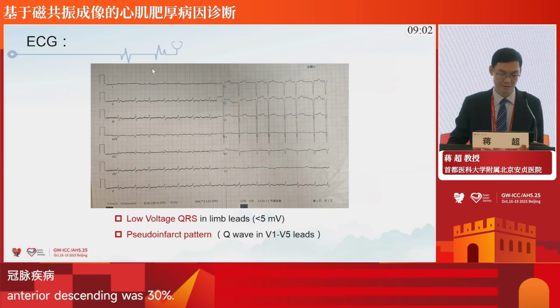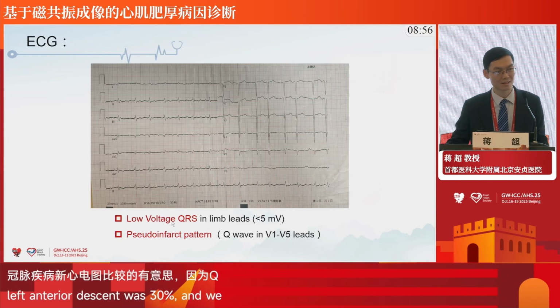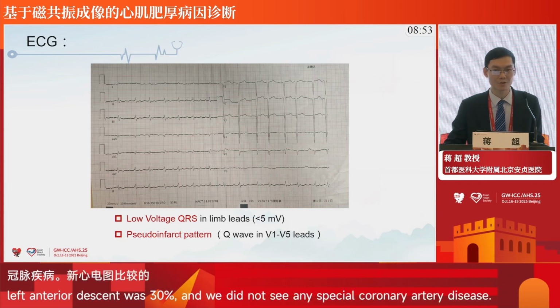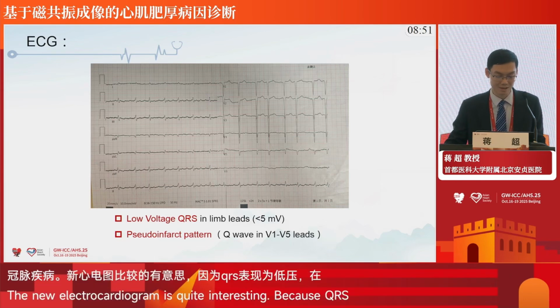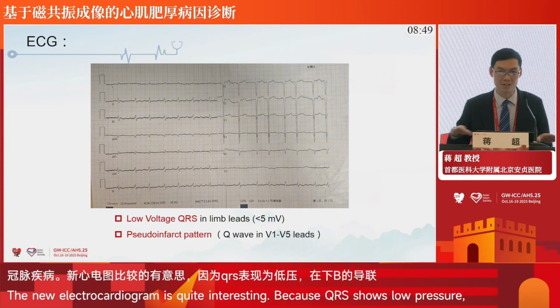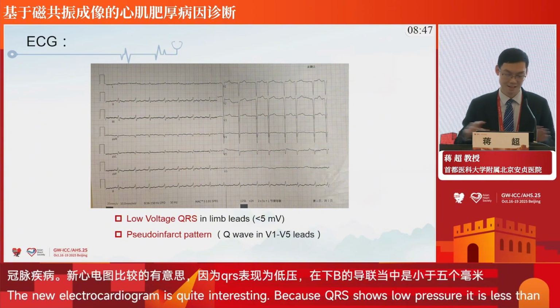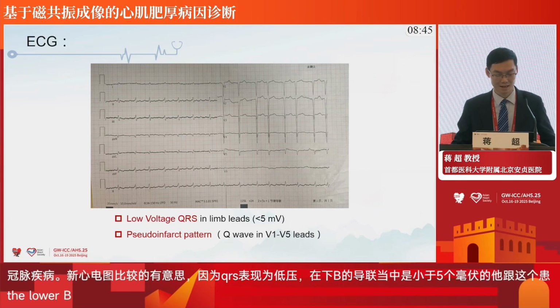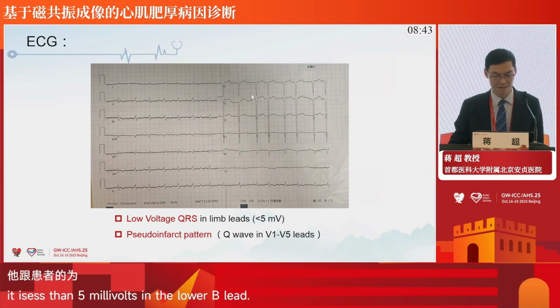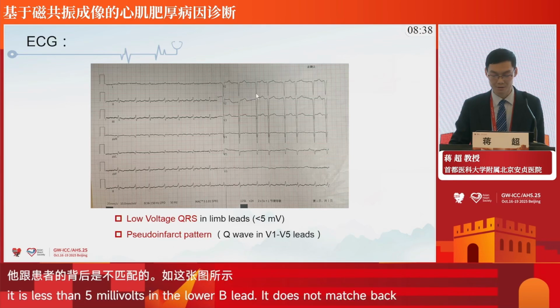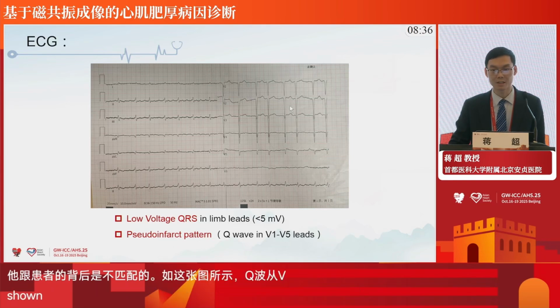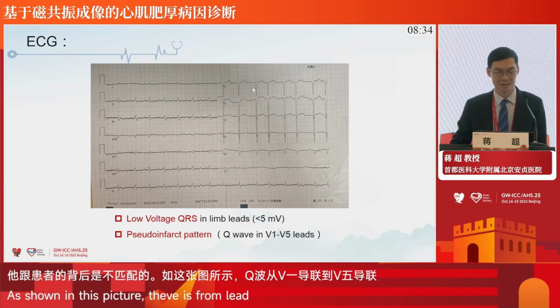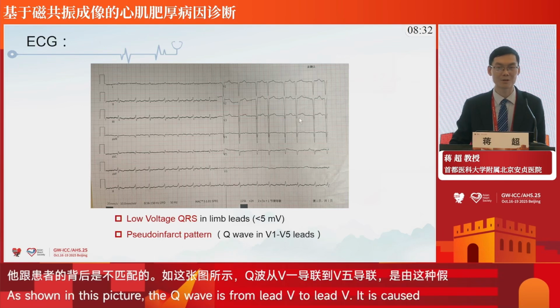The ECG is very interesting. We can see low voltage QS. The patient has left ventricular hypertrophy, but with low voltage, which does not match the hypertrophy. And we can see here in the precordial leads, a Q wave from V1 to V5, pseudo-infarction, like patients with myocardial infarction.